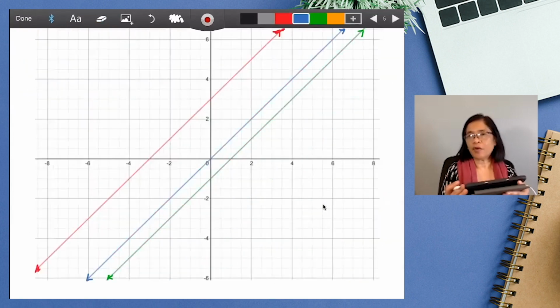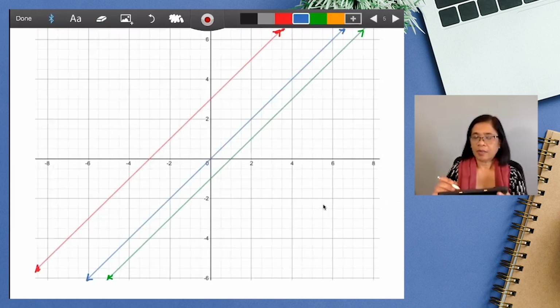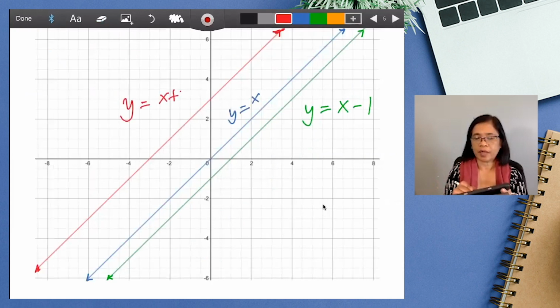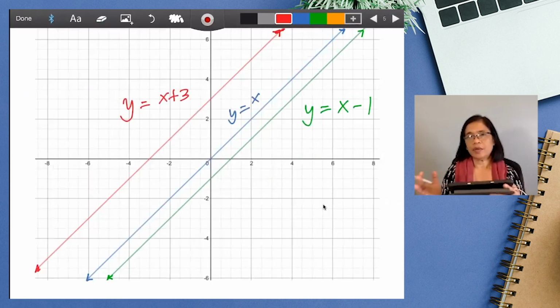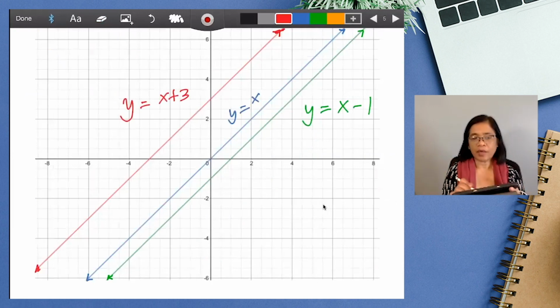And if we graph all 3 lines in one coordinate plane, again, our blue line is the line y equals x. The green line is y equals x minus 1. And the red line is y equals x plus 3. So this is the beauty when you put all this on one coordinate plane, so you can see the movement of the parent function. So notice that we have y equals x.